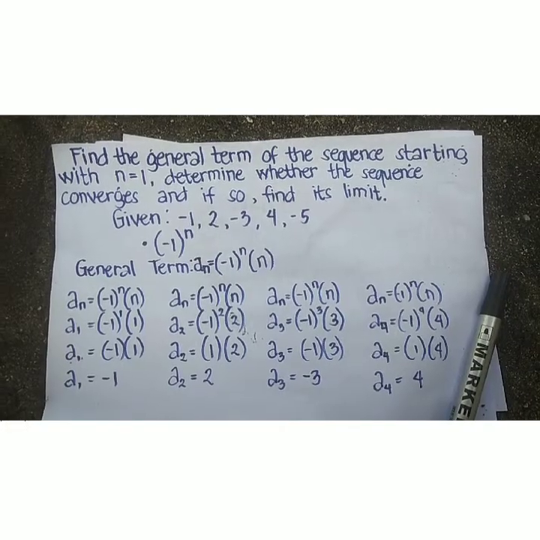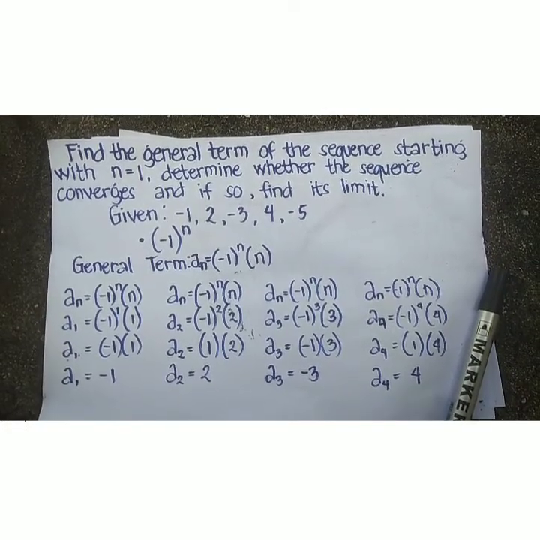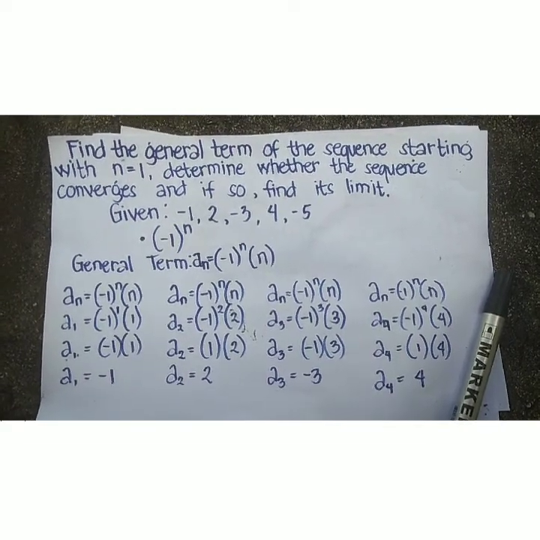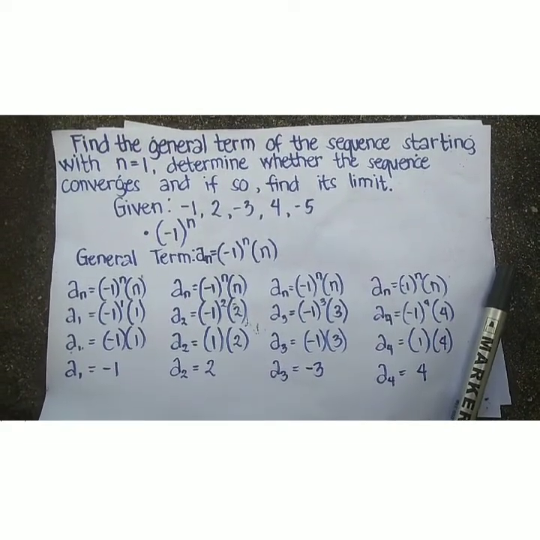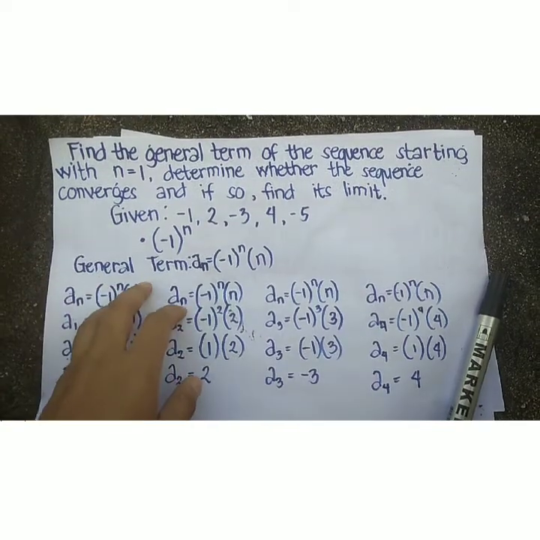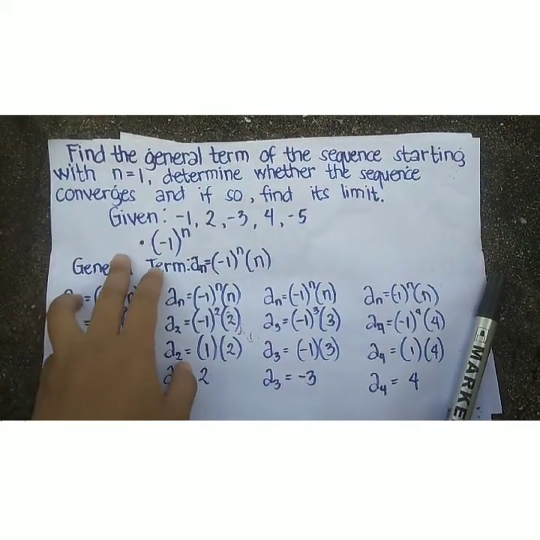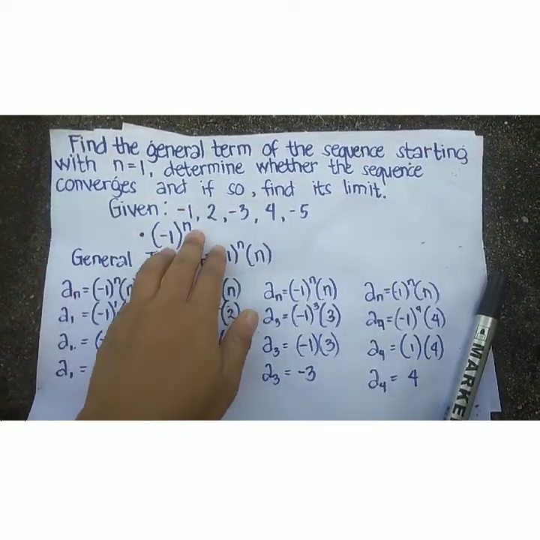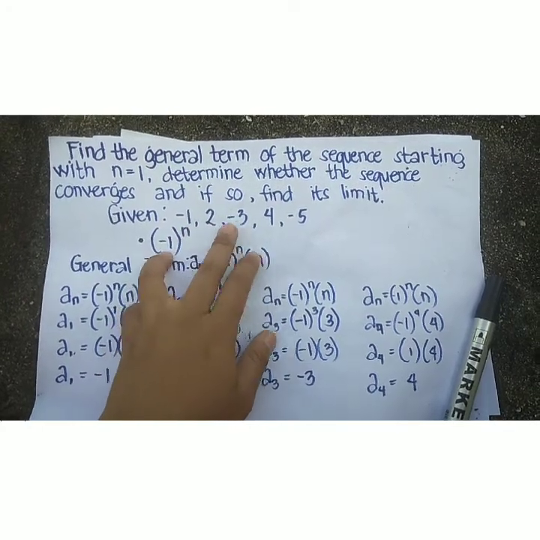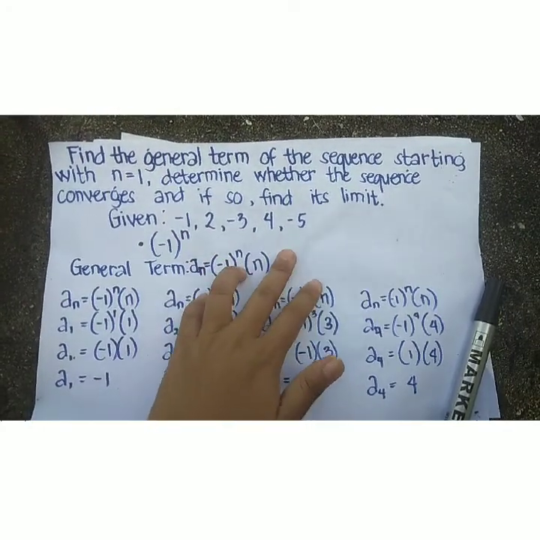Today, we're gonna talk about how to find the general term of a sequence and its limit. So now, let's find the general term of the sequence starting with n equal to 1. Determine whether the sequence converges, and if so, find its limit. So we have here our given sequence, which is -1, 2, -3, 4, and -5.